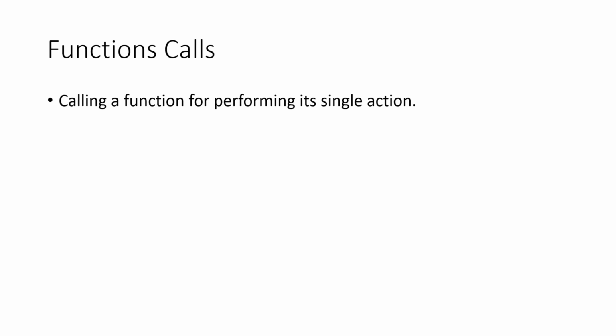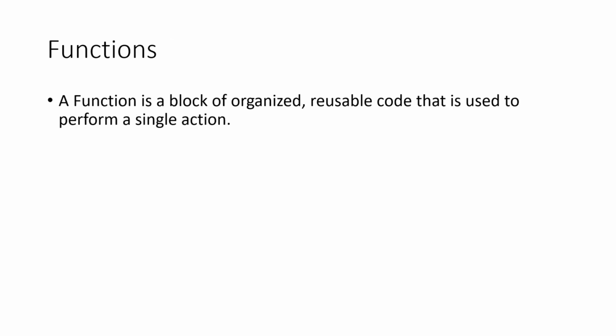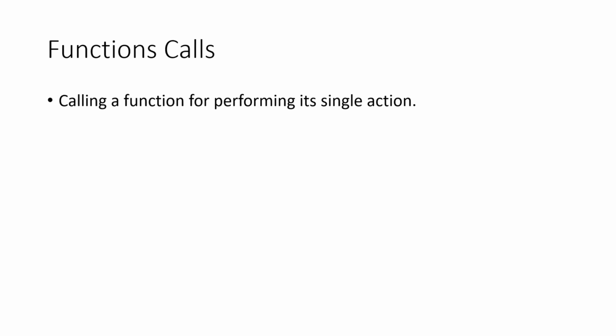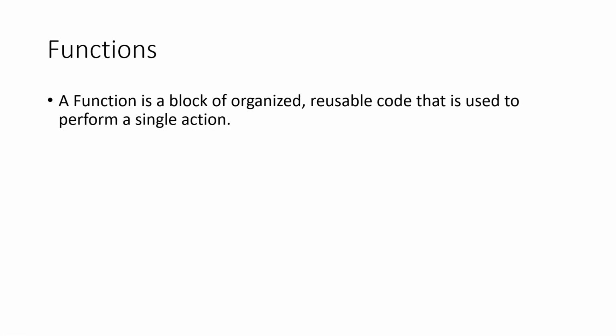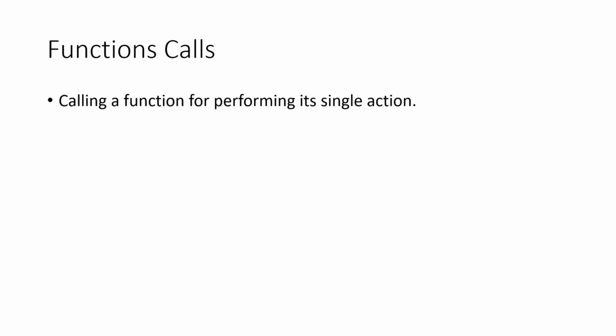Now, a function call is basically how you call the function. So you already define your function, you have the block of organized code. How are you supposed to call it? What are you supposed to do now? So you use a function call to actually call the function for performing its single action. So in the case of the print function, we don't actually define or create the print function because that's something that's done by default inside Python. So the print function is default. So all we do is actually call the function.